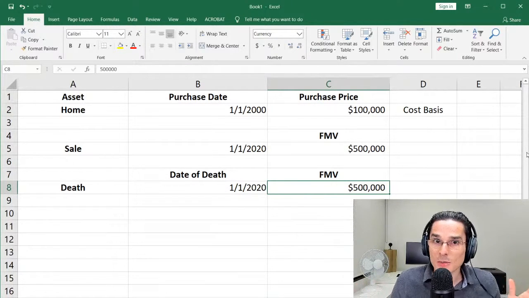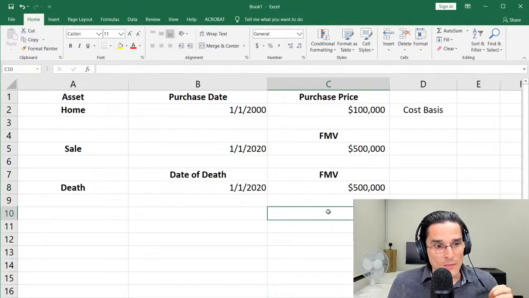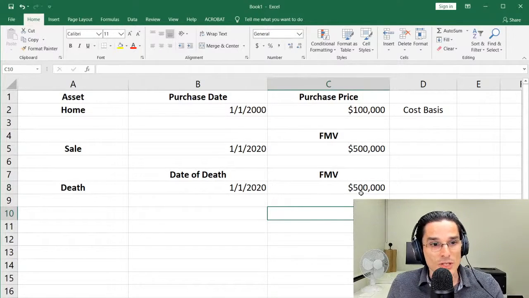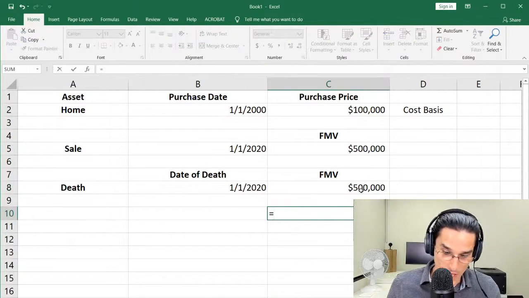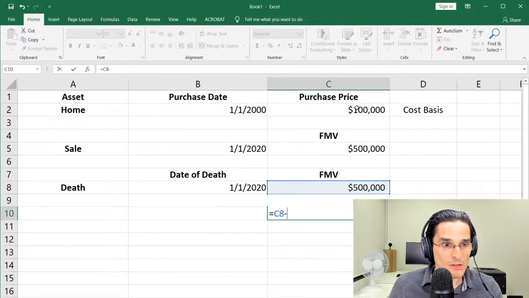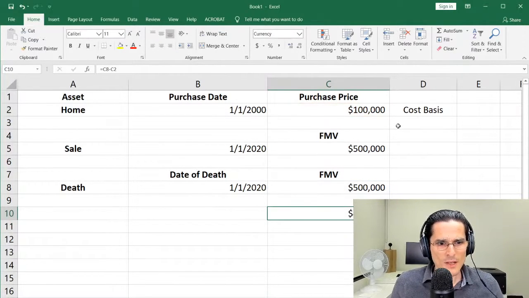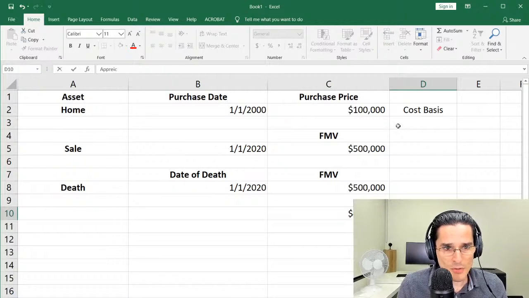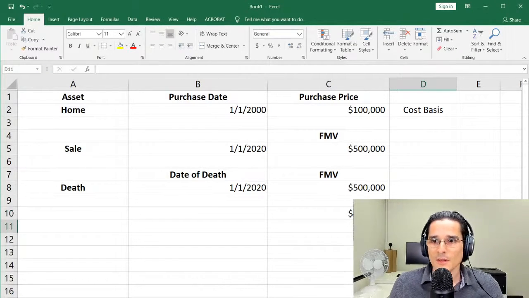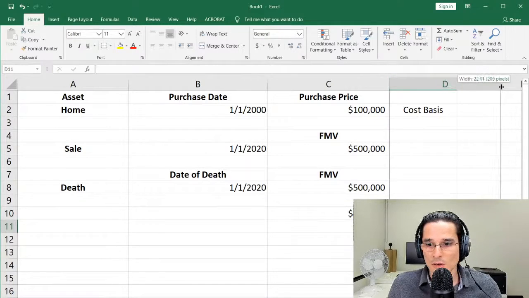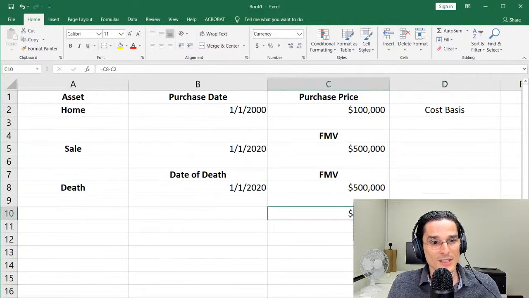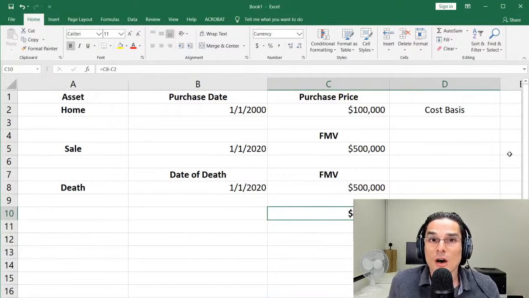So what does this mean? First of all, we'll notice that since the purchase date, there's been quite a bit of appreciation, right? So we had 500,000 minus the 100,000. That's 400,000 in appreciation in value. Now, the question becomes, who pays the taxes on this amount? And is this amount ever taxed? And the answer is no.